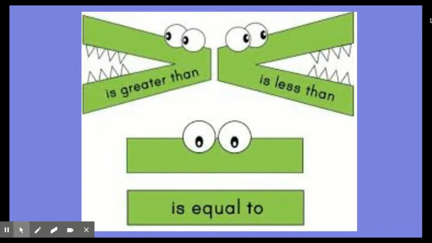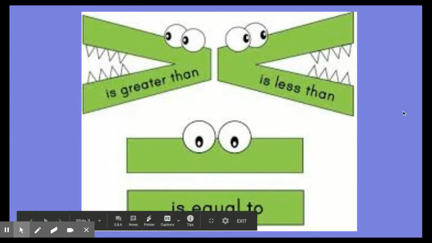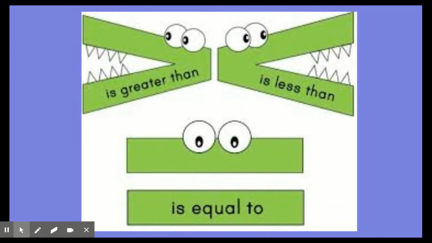So these are the symbols that we use. As you know, all math sentences are read from left to right. So when the number is on here to the left, we read it from left to right, okay? So greater than means the first number is larger, and if you think about it, the crocodile opens its mouth to the larger number because it's hungry, okay? If it's opening up to the right, we consider that less than. So the number that comes first would be less than the second number. Equal to means all things are balanced. The two numbers have the same value. They are the same as one another.